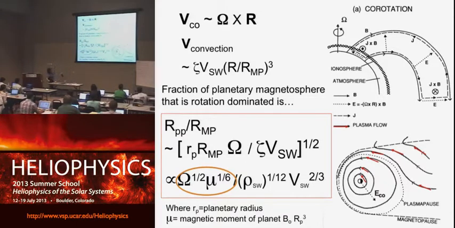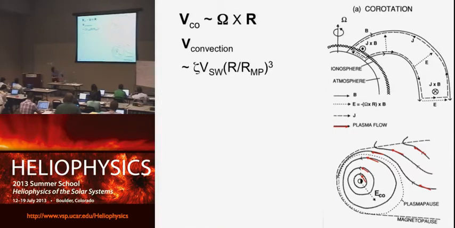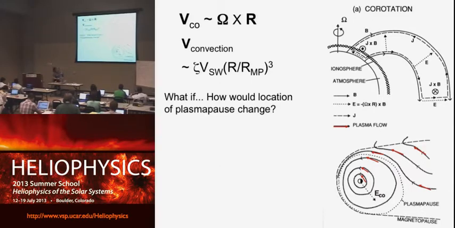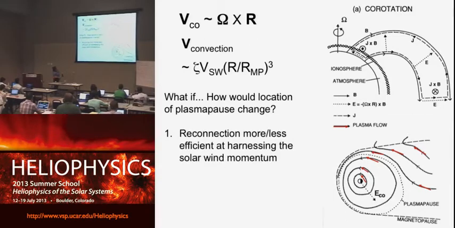So now, if we just think about this, if we have a strong magnetic field and strong rotation rate, then this will mean that the magnetosphere is dominated by rotation, and the plasmapause will be further out. Okay, so let's do an example here. We take this situation. What would happen to the location of this plasmapause if we did this? What if we had changed the reconnection efficiency?